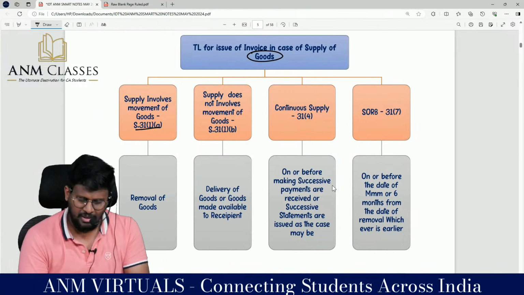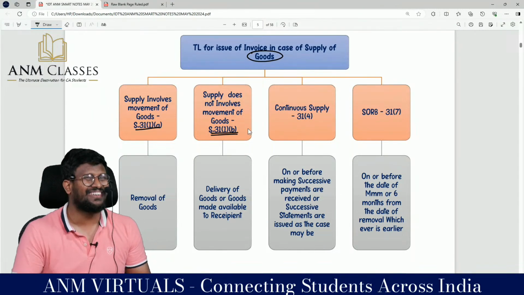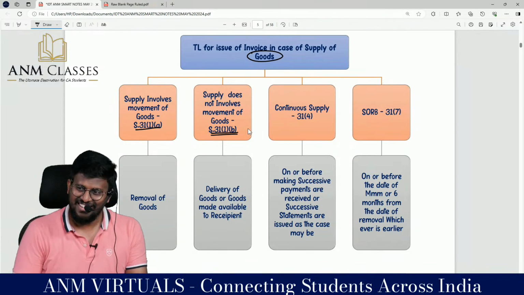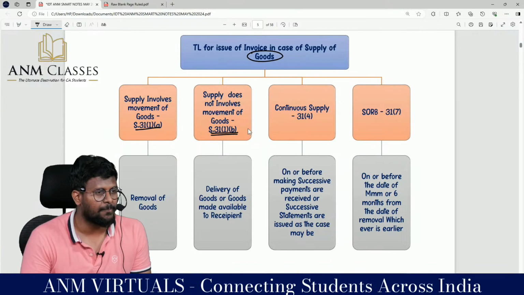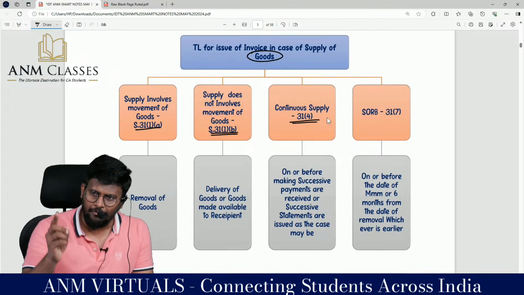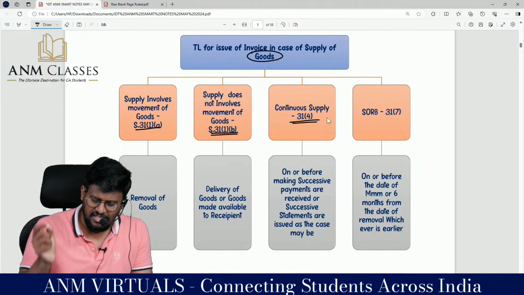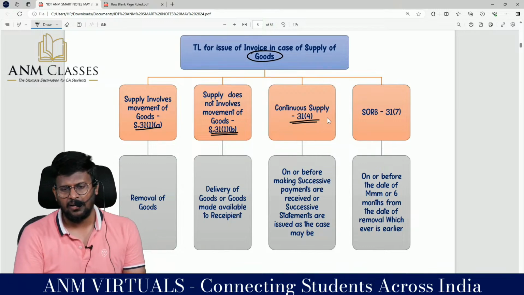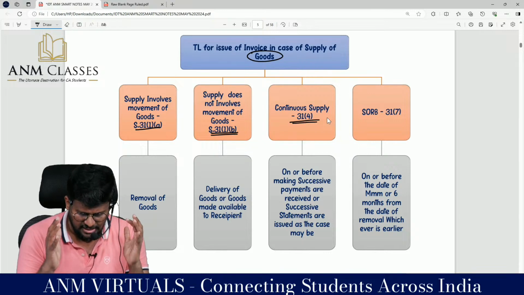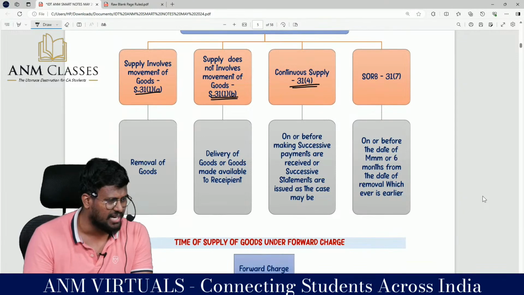Supply does not involve movement of goods: 31 subsection 1 clause B, delivery of goods, or goods made available to the recipient. 31 subsection 4, what? Supply of goods, continuous: on or before making the successive payment or when successive statements are issued, whichever is earlier.